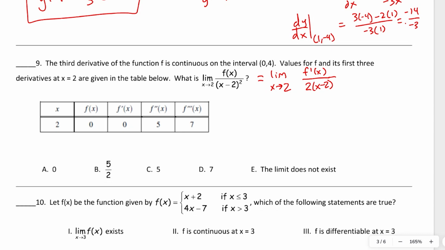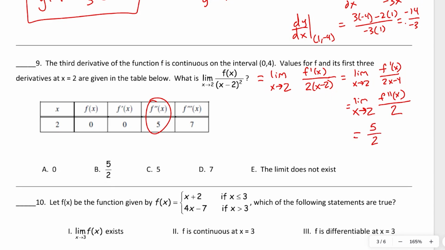So bummer. Now I'm going to rewrite this to make the differentiation a little easier. The denominator I'm going to write as 2x minus 4. So this is going to equal the limit as x approaches 2. Using L'Hopital's rule again, we're going to have the second derivative over just 2 here. So the second derivative at 2 is going to be 5. And so this is just going to equal 5 over 2. And so our answer is B.